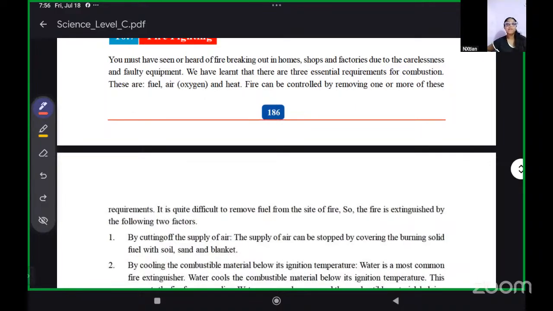Now we have fuel, that is the thing that is burning. It's very hard to take out that thing that is burning. For example, if a building is burning, it's very difficult to take out the building, right? We cannot take out the building. So it's very hard to take out the fuel from the equation. So what's taken out is the air, or the oxygen supply to the fire, or the cooling of the combustible material. Those two things are done to stop the fire.